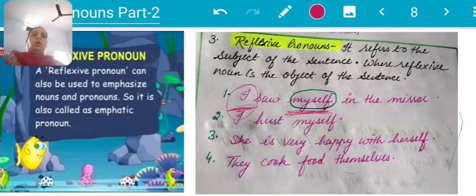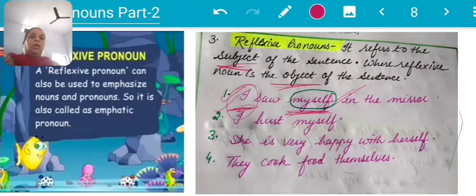As it is given in the definition also, it refers to the subject of the sentence, where reflexive pronoun is the object. So here subject is I and object is myself, right? You have to take care always. These emphatic and reflexive pronouns are the words which are having SELF or SELVES in the end.